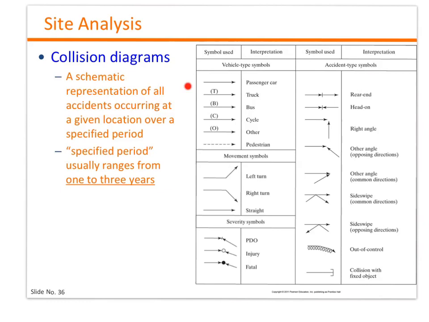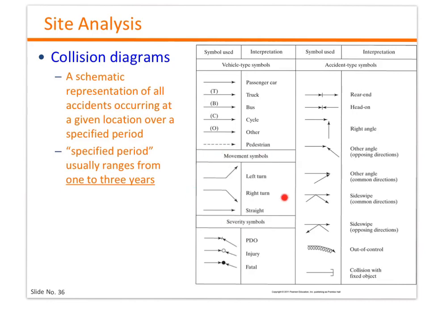For example, a single arrow means the vehicle type is a passenger car. If I have the same arrow but there is a T on top of it, that means the involved vehicle was a truck. If there's a B, that means it was a bus. If there's a C, that means it was a bicycle or a motorcycle. O means it's an other. If I have a dotted arrow, that means this accident involved a pedestrian. So again, the first portion of this table shows the vehicle type that was involved in the accident.